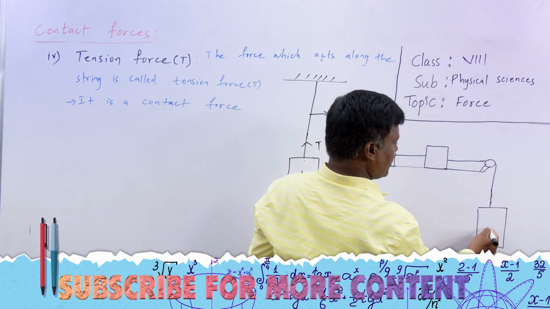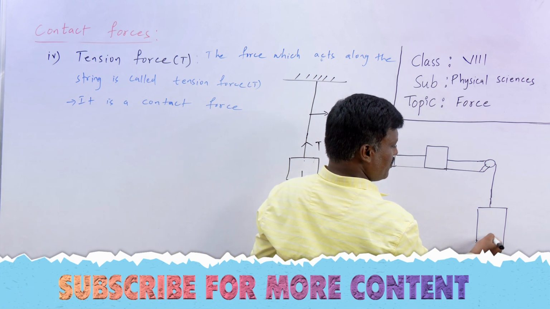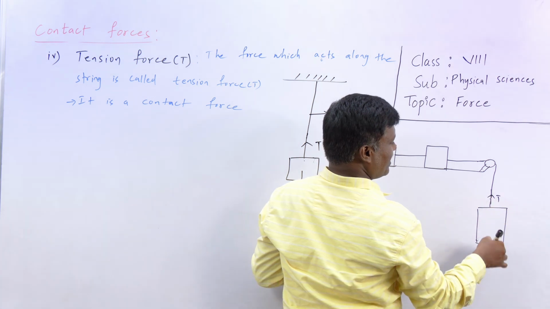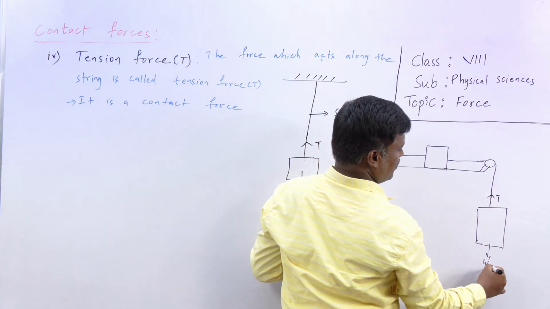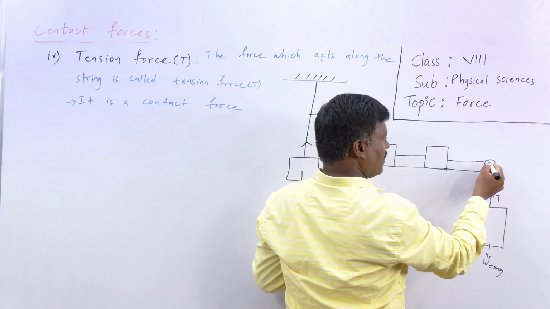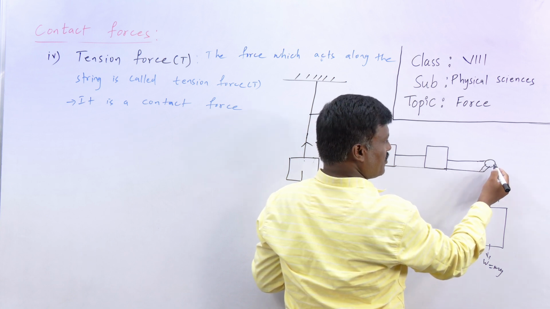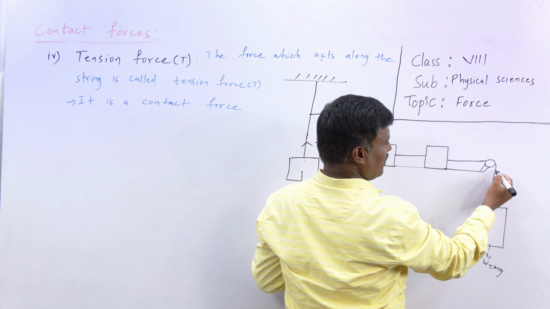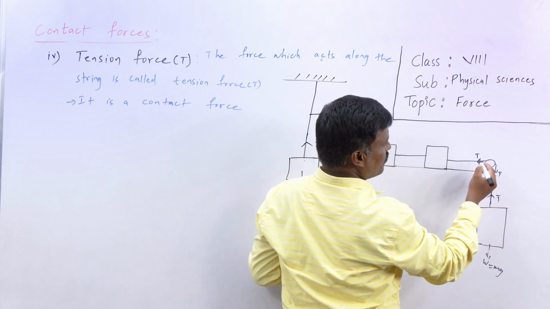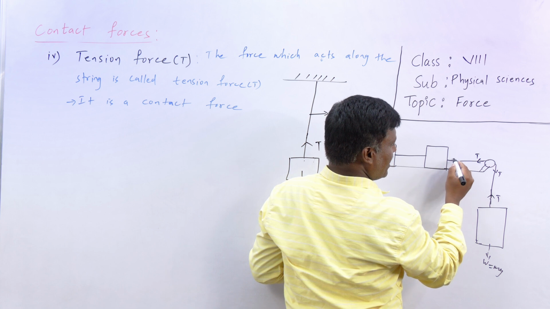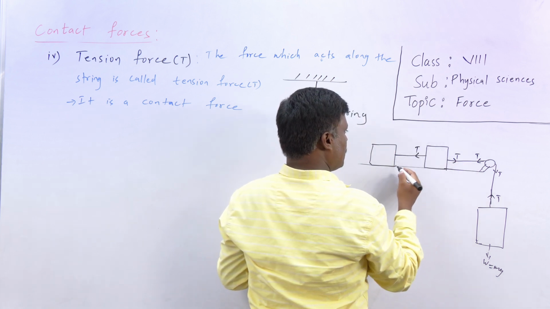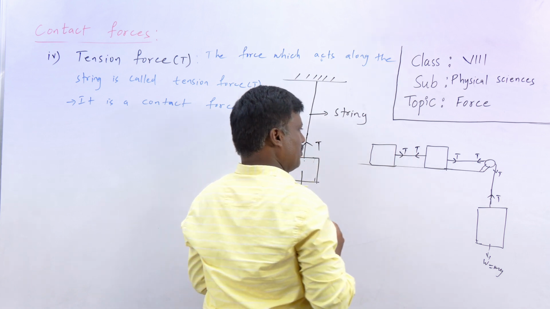See, on this block the gravitational force acts in the downward direction. So here the tension force is balancing that gravitational force, right? Where there is contact, where the string is in contact with a body, there the force is exerted. Here the pulley is in contact with the string, so the tension force is away from the pulley. Here also the tension force is away from the pulley. Here the tension force is away from this block, here away from the block, and here away from the block.